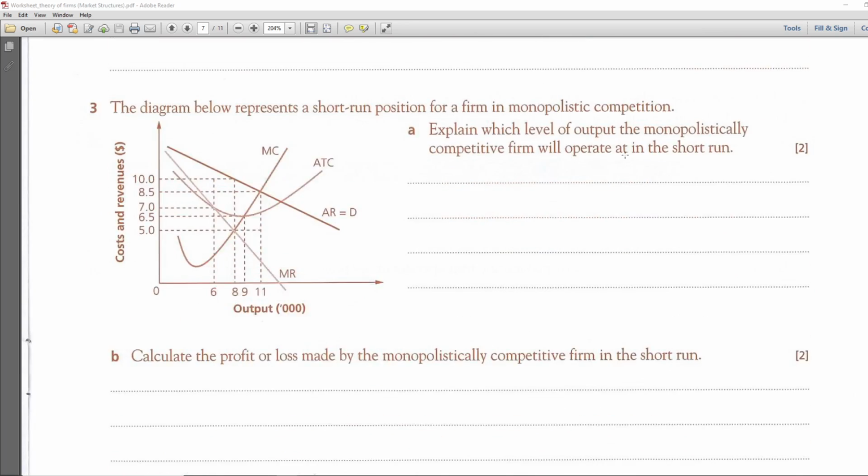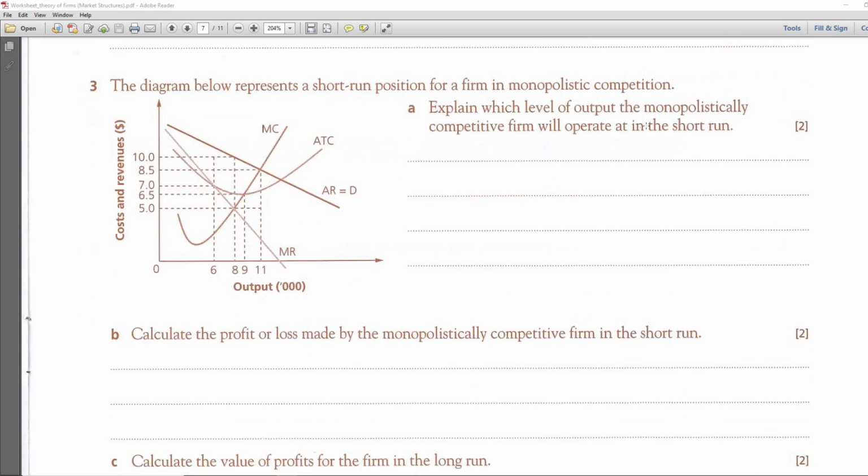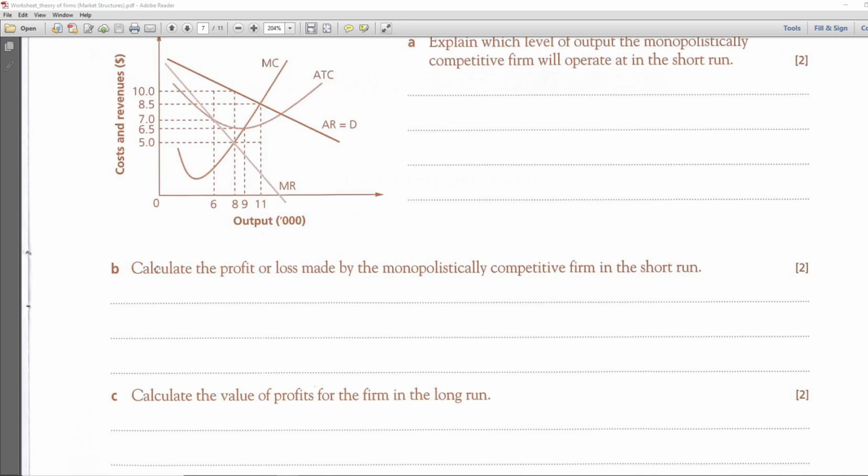Number 3. 3A: which level of output is the monopolistically competitive firm going to operate at in this situation, with this diagram provided? Just give me the number. 8,000. It is 8,000 because that is where MC is equal to MR. MR is here, MC is here. The intersection right here is the profit maximization output. So that's correct, 8,000 units.